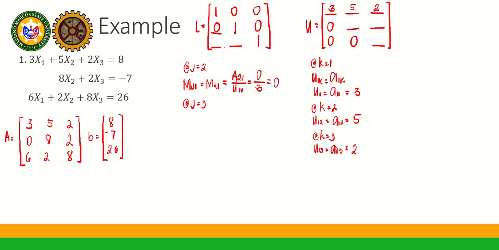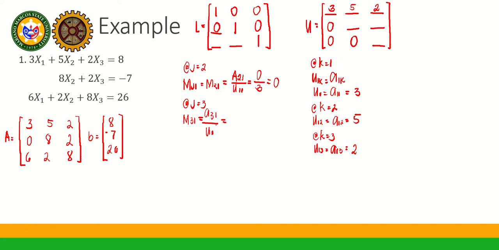So, first column pa lang. First column pa rin. So, fixed pa rin na 1 yung K natin, so we can still use this formula. So, M31, since J is equal to 3 na tayo, is equal to A31 all over U11 pa rin. Okay? Fixed yon. Ang magbabago lang is this one and this one.